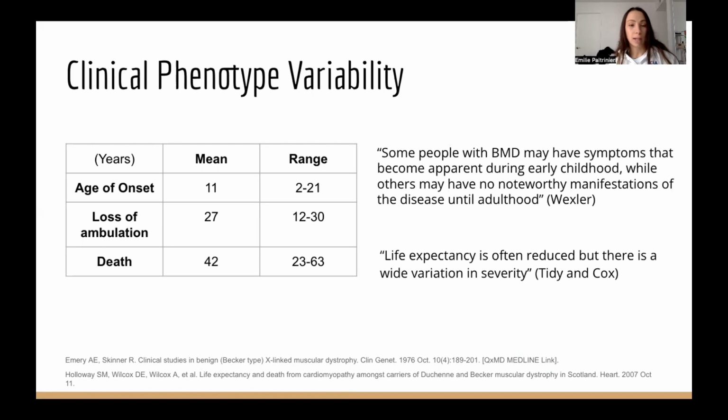So, for example, for the age of onset, usually people are diagnosed when they're 11 with BMD, but there is a big range, and diagnosis can occur between 2 to 21 years of age. Loss of ambulation typically occurs when patients are 27, but also there is a wide range. And finally, death has the greatest of all ranges, which usually goes from 23 to 63 years.